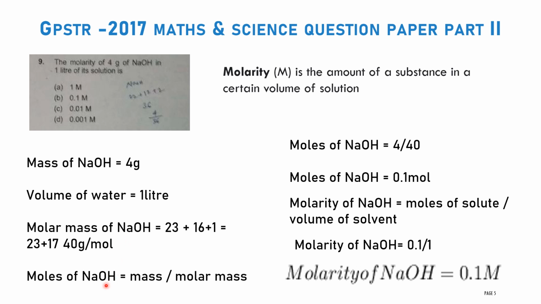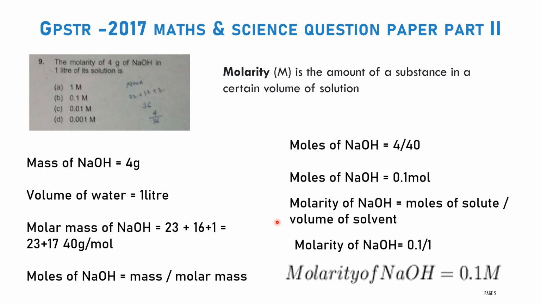Then the next step: you have to convert this in terms of moles. Mole is the standard unit, therefore you have to convert in terms of moles. The formula you have to remember: moles of sodium hydroxide equals mass divided by molar mass. The mass is 4 gram, and the molar mass you just calculated is 40. 4 divided by 40 is 1 by 10, which is 0.1 mole. This is the moles of sodium hydroxide in 4 grams.